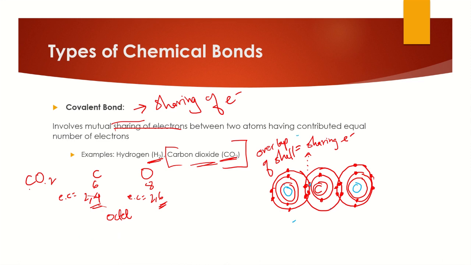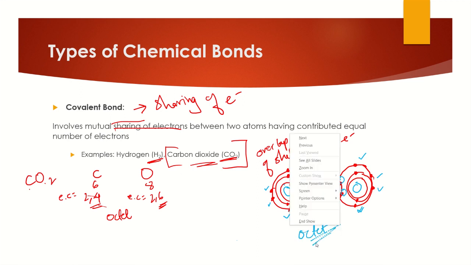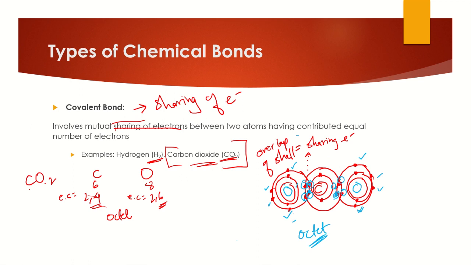So these 2 electrons are shared by the first oxygen atom, and another 2 electrons are shared by the second oxygen atom. So here the carbon and oxygen atoms have acquired octet state to become stable. So this is called covalent bond.